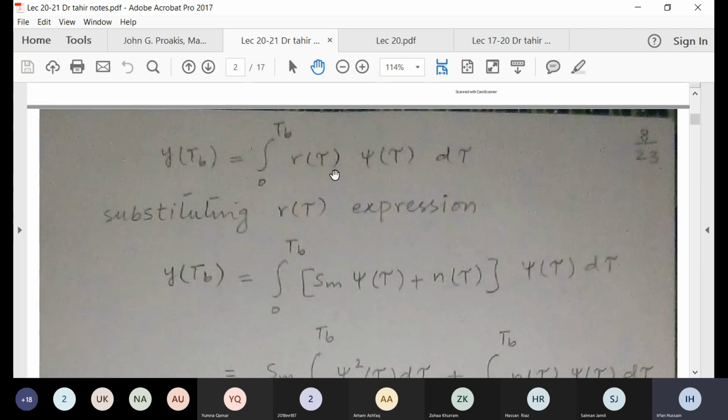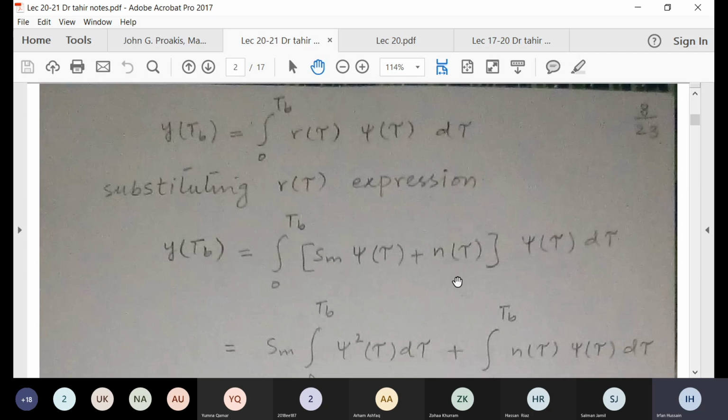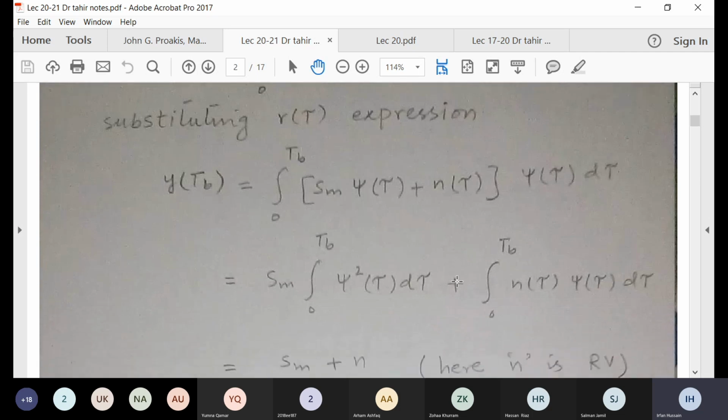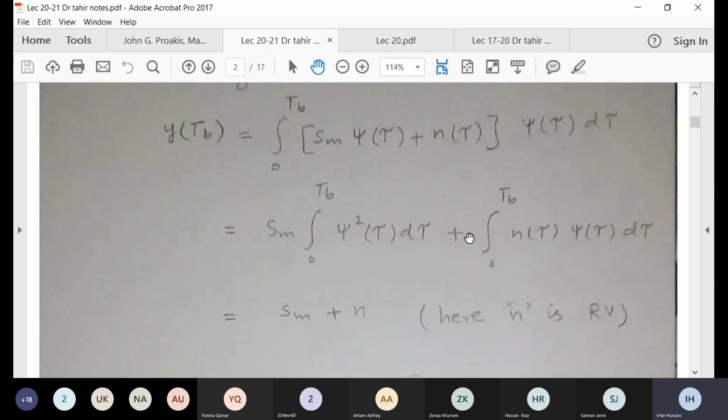So y of tb will be equal to r of tau into psi of tau. Alright. So I put the value of r of tau. This is the value of r of tau, you can see here. And now I just multiply. This becomes psi square. This becomes n of t into psi of tau. Again, this will be a Gaussian random variable with all those properties, mean 0, variance sigma n0 by 2. This is 1. This becomes sm. Hence your y of tb comes out to be sm plus n.